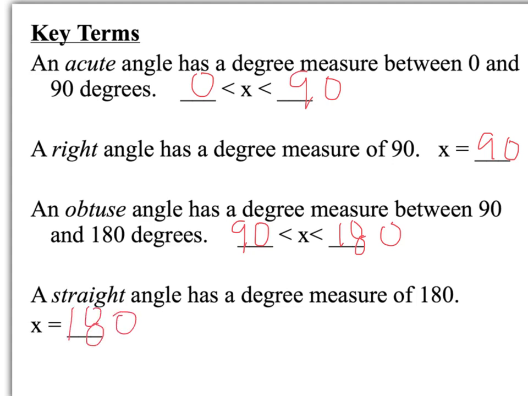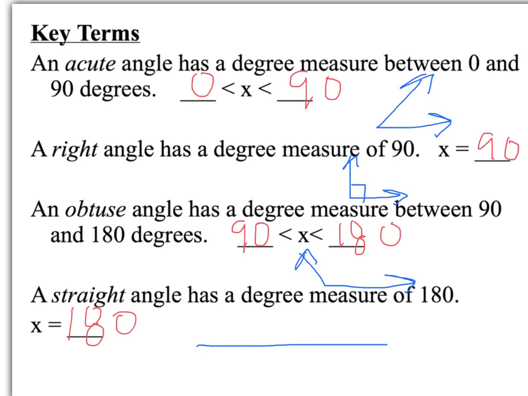So a picture of all of these would be like this. This would be considered an acute angle because it's less than 90 degrees. This would be considered a right angle because it has a box, and we represent a right angle by a box. This would be an obtuse angle because it's larger than 90 degrees. And a straight angle is just a straight line. So this right here would be a straight angle.